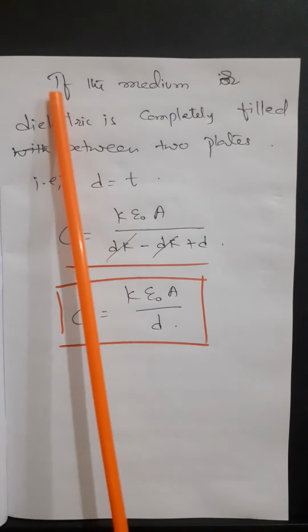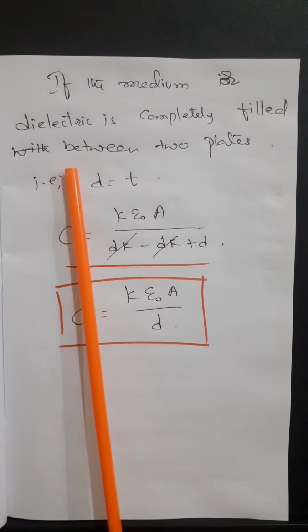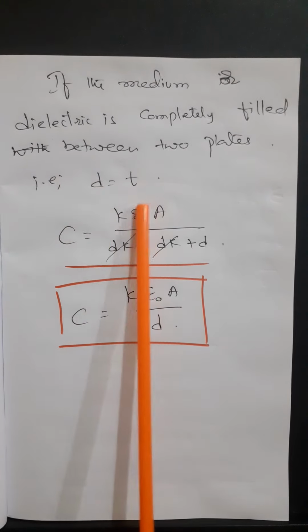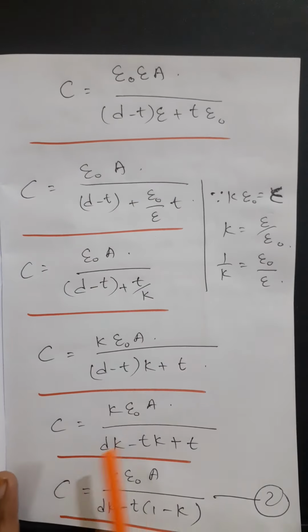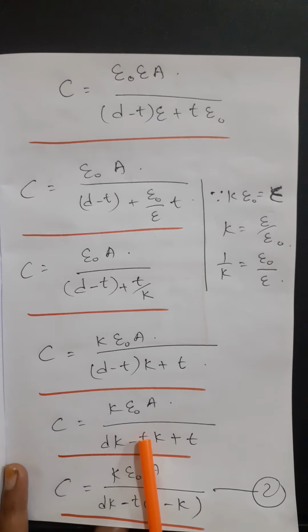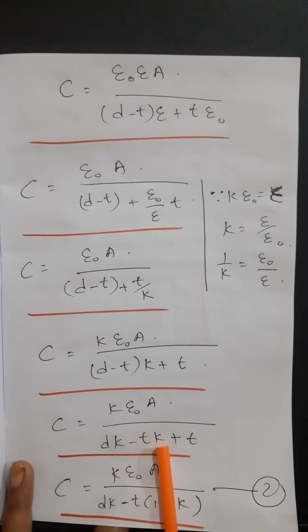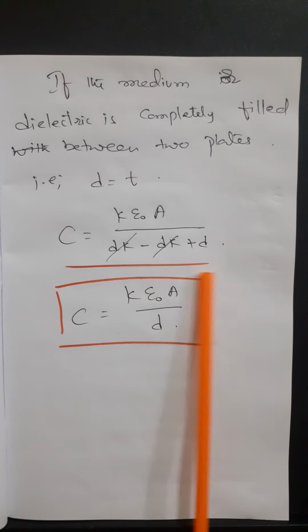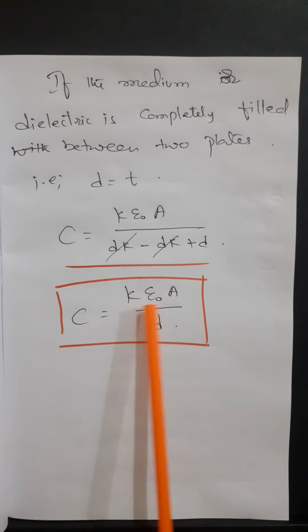Now let us suppose the medium is completely filled with the dielectric constant, so that D is equal to t. I can write this in equation number 2: the t value is D, so we get dK minus dK plus D. So dK gets cancelled. Then C is equal to K epsilon naught A by D.